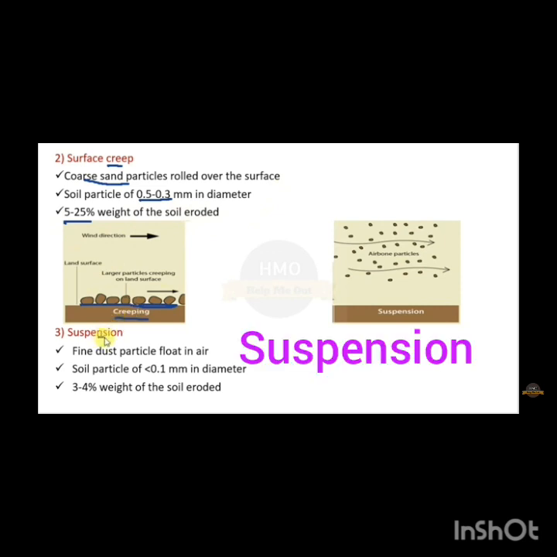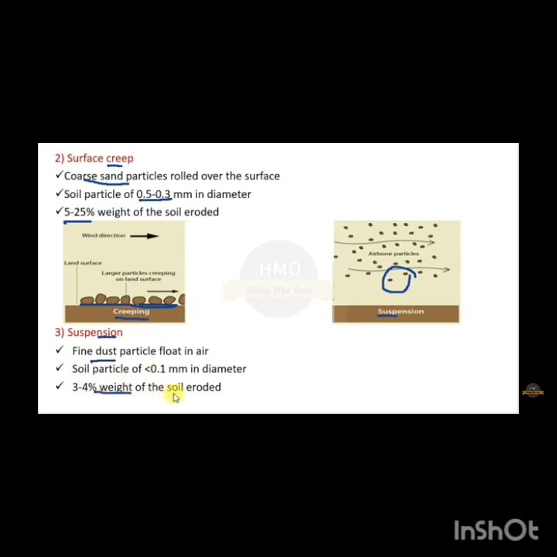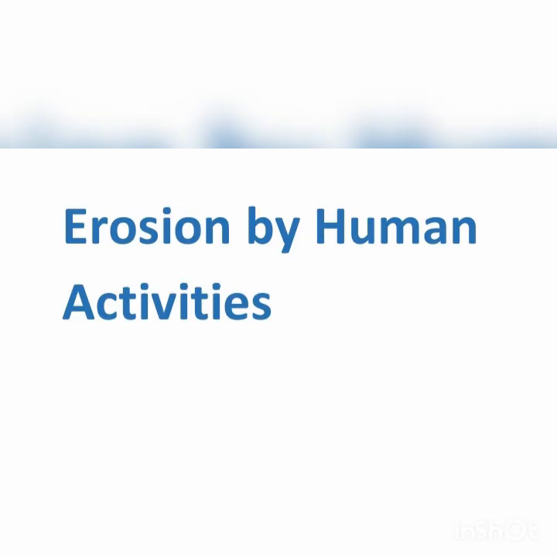And the next type is suspension, where the fine dust particles float in the air due to their light weight or the small size of the soil particles. Due to the suspension process, only 3 to 4% of the soil by weight gets eroded. Next is erosion by human activities.